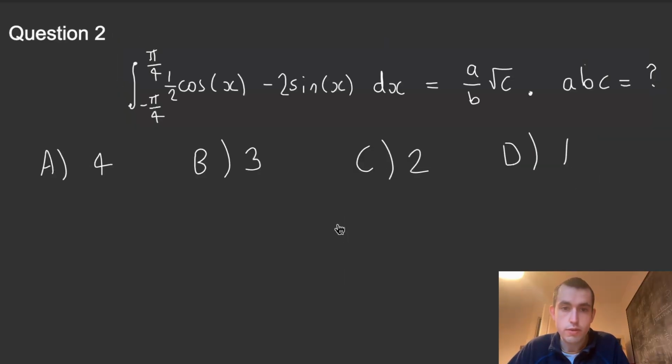The integral from minus pi over 4 to pi over 4 of 1/2 cos x minus 2 sin x dx is a over b root c. What is the value of a, b, c? Is it 4, 3, 2, or 1? Pause now, and I'll reveal the answer. The answer is A, 4.